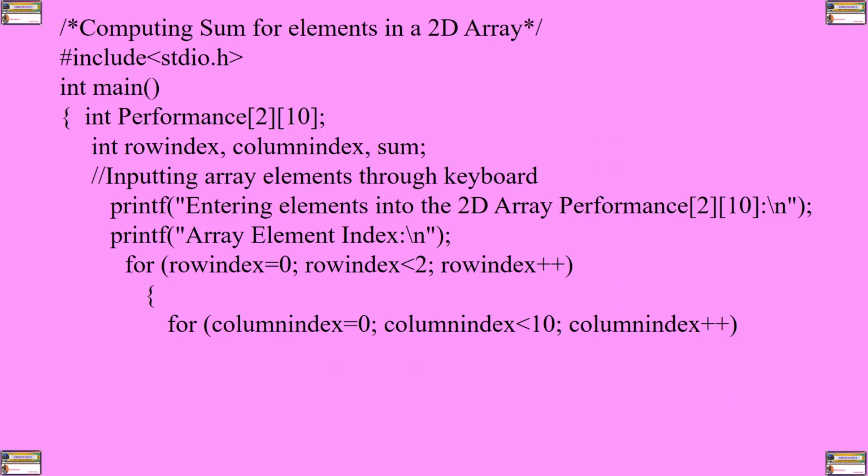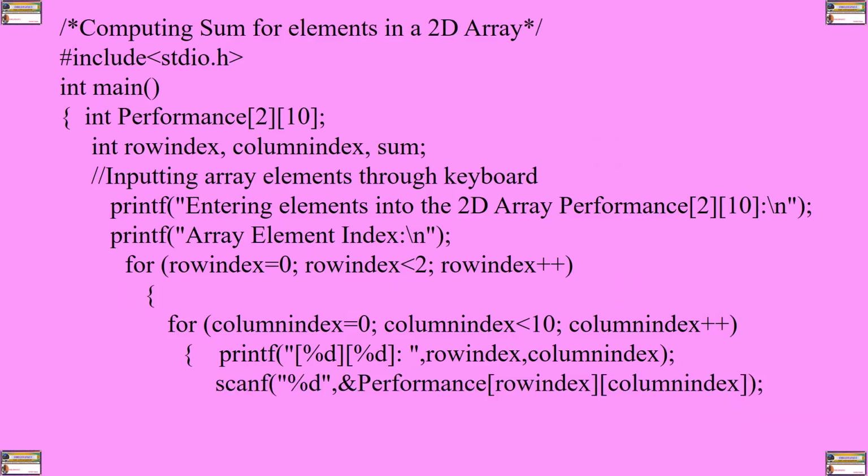We initialize the value of column index with 0. Then we check if that value is less than 10. If that is true, we do the following. So we perform this activity here, which is meant to display the row index and the column index, to allow the user to enter the value.